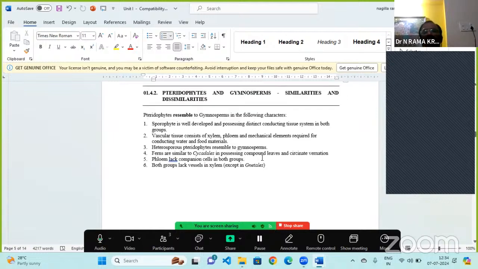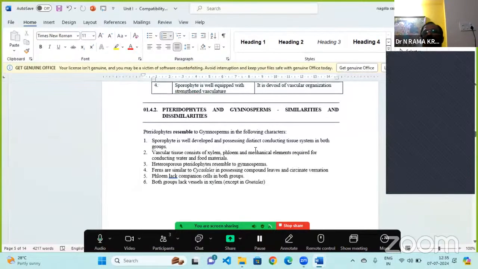So after the pteridophytic groups come the gymnosperms. This is an intermediate position between bryophytes and gymnosperms.